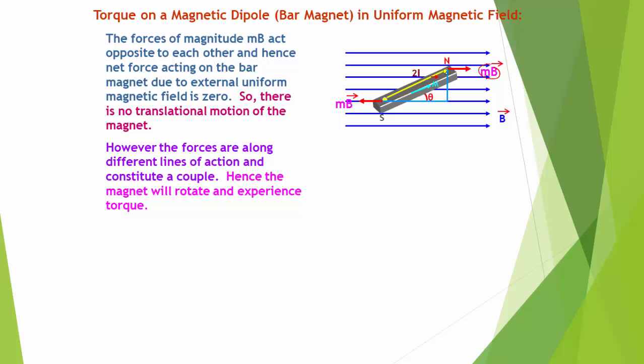Torque is nothing but twisting force, and it is the product of force and perpendicular distance. The product of force and perpendicular distance is called torque. Due to the force and perpendicular distance, the torque is produced. It is also a very simple concept.